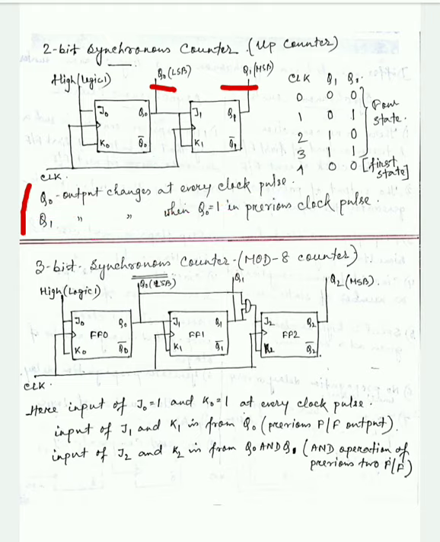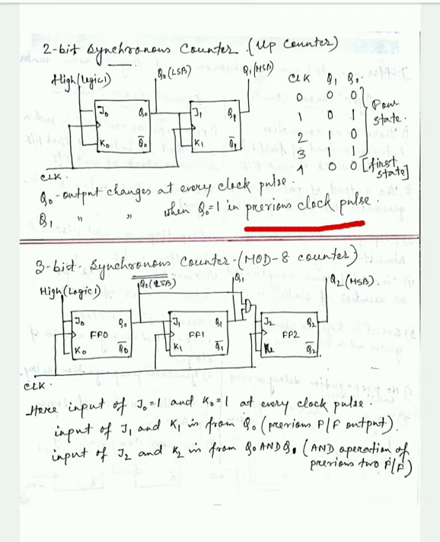This is one point. Our other output is Q1. Q1 changes whenever Q0 is 1. Whenever Q0 is 1, J1 K1 becomes 1, and whenever J1 K1 is 1, Q1 also toggles. So Q1 also changes when Q0 is 1. Now we see the output in the previous clock pulse. The previous clock pulse means the value it got for one clock pulse is stored, and we get the output for the previous clock pulse.